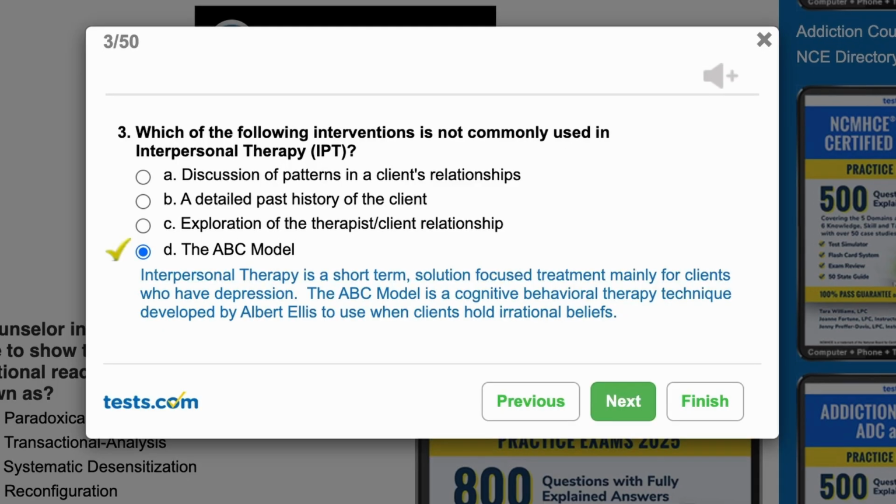D. Interpersonal therapy is a short-term solution focused on treatment mainly for clients who have depression. The ABC model is a cognitive behavioral therapy technique developed by Albert Ellis to use when clients hold irrational beliefs.